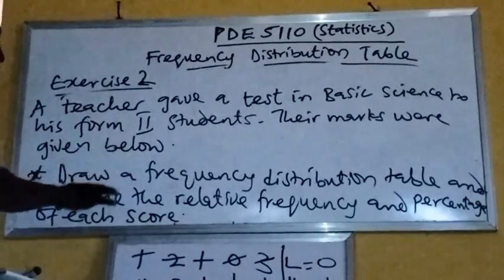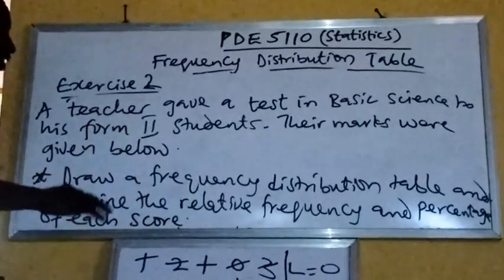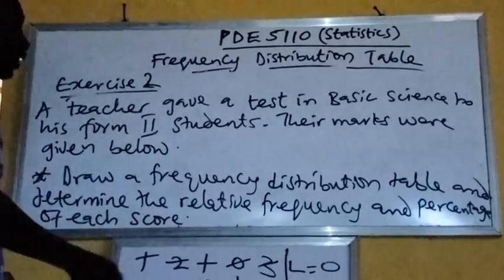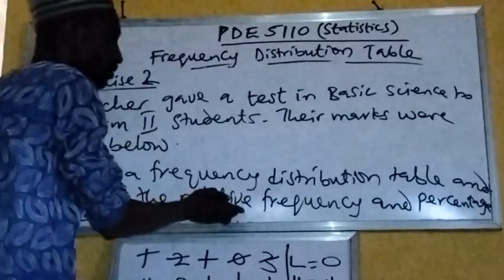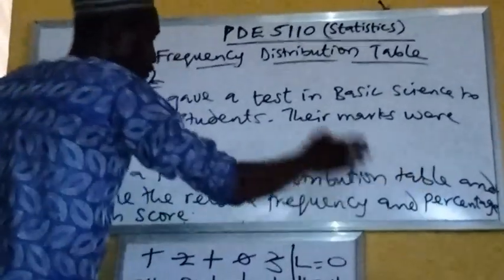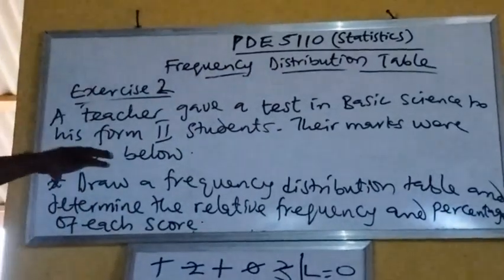So we are going to represent the data in the frequency distribution table, and as well we are going to calculate our relative frequency and the percentage. So in the next video we are going to do that.